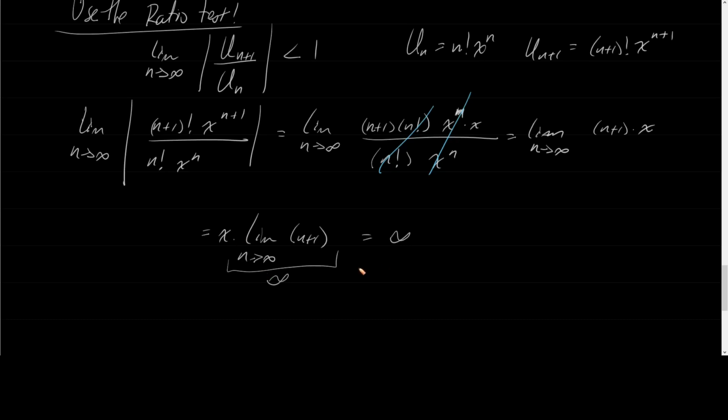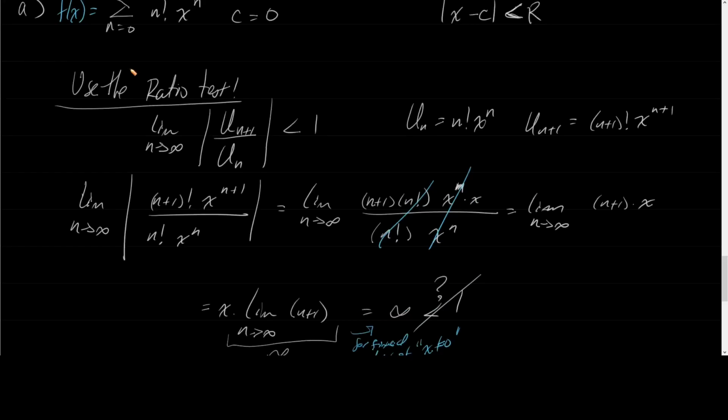Maybe I'll make this a note here: for fixed values of x, x not equal to 0, because we're trying to stay slightly away from our center, this is impossible to be less than 1. So because of that, the ratio test tells us that this series diverges for any value that's beyond 0.